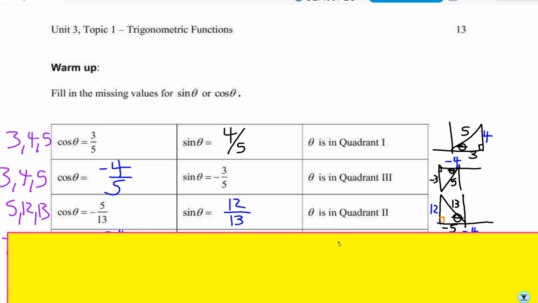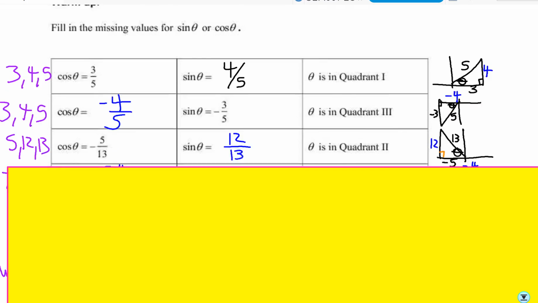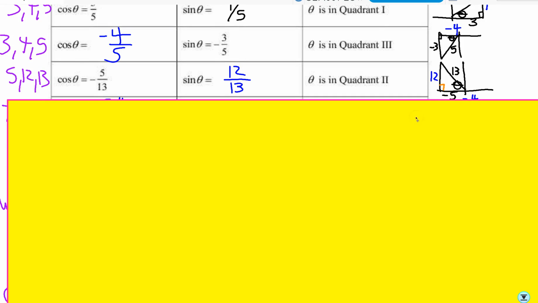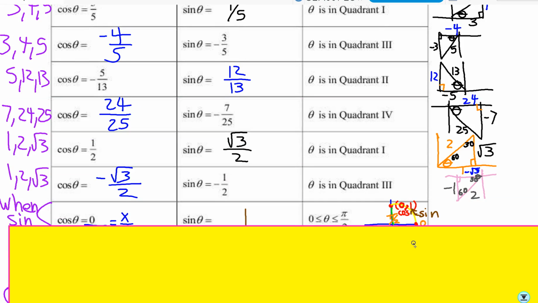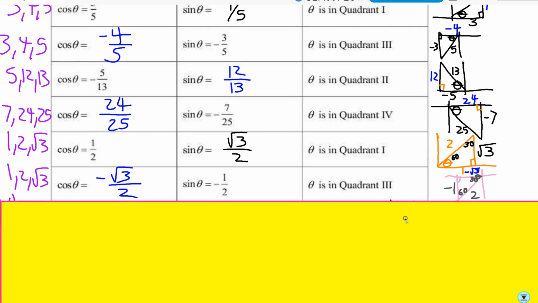So I do opposite over hypotenuse, otherwise known as y over r, and that's going to be 12 over 13. So please pause the video and try the next few rows except for the last 2. Here are the answers for everything except the last 2. Hopefully you did okay with those.